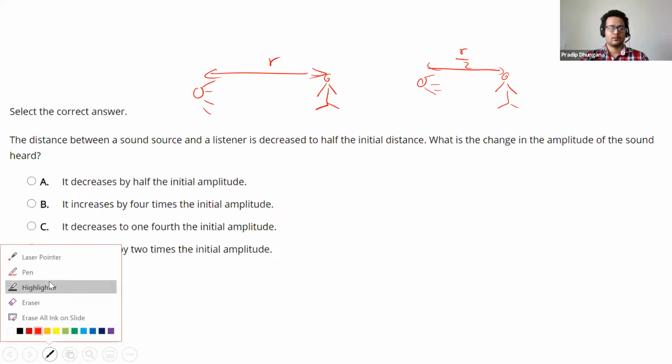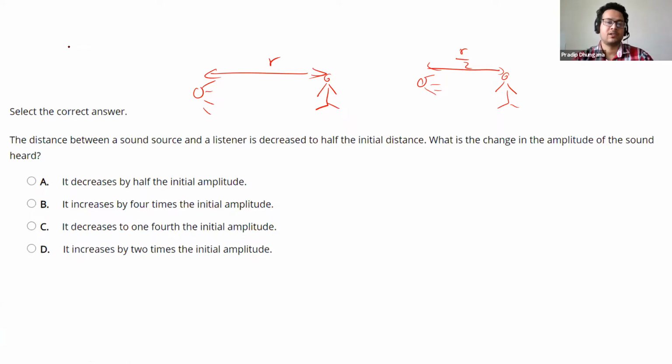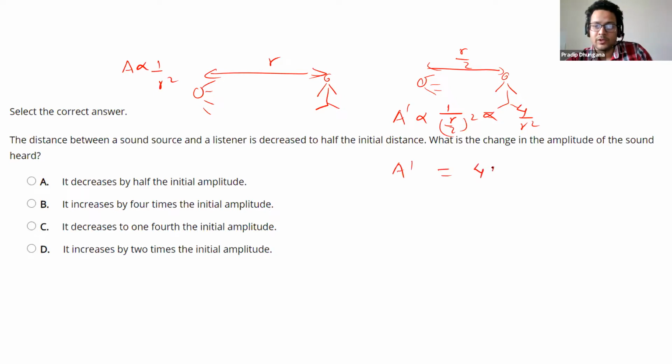Okay. Amplitude is inversely proportional to the square of the distance between source and observer. So in this case, it becomes A dash equals 1 over (R over 2) squared. So the 2 goes to the top, and it becomes 4 over R squared. You can see this 1 over R squared is A. So A dash is equal to 4 times A. That means it increases by 4 times the initial amplitude. This is the initial amplitude. The correct choice is B.